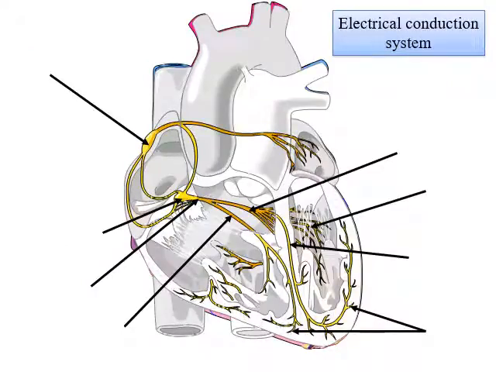So let's have a look through the electrical conduction system of the heart. In what we're going to call sinus rhythm, the impulse will originate at the sinoatrial node. This has an intrinsic rate of 60 to 100 beats per minute. Impulses will then travel across the right atrium and through Bachmann's bundle, which is this branching across the top here, to the left atrium.